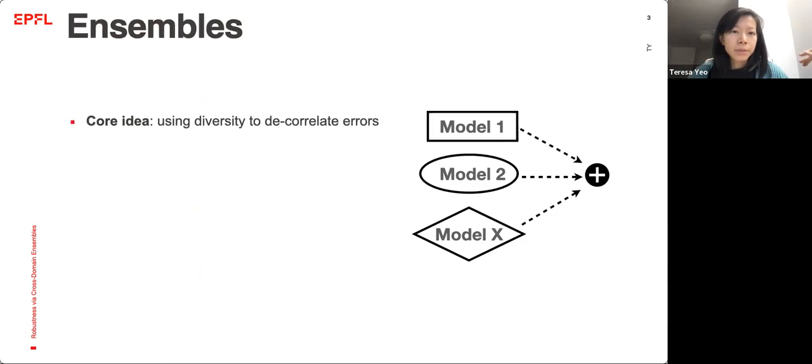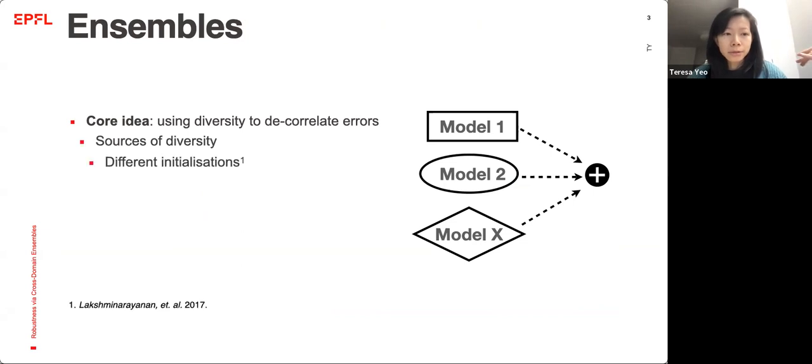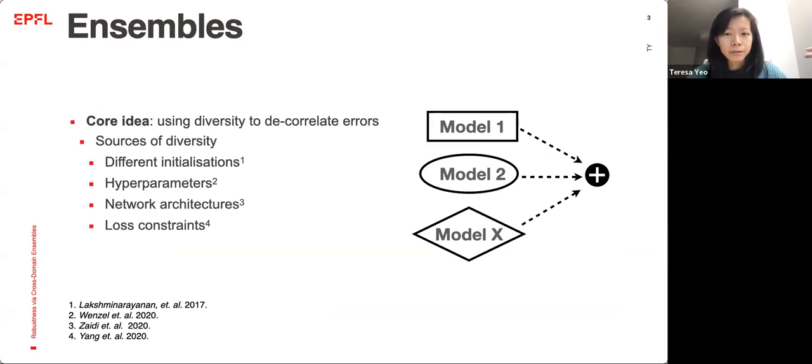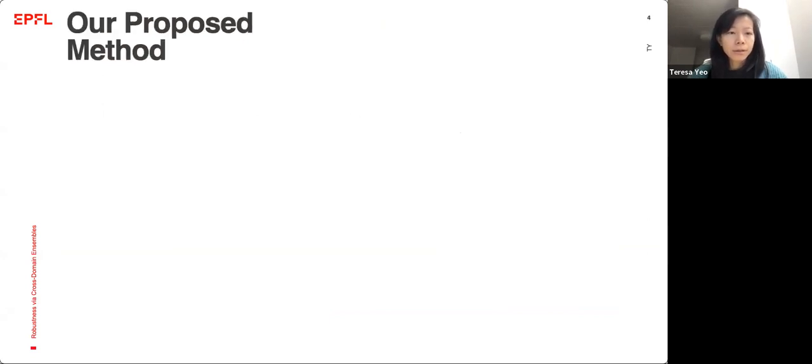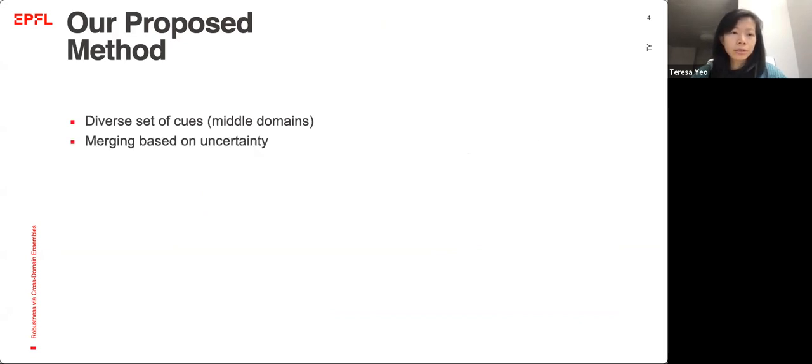Our proposed method is based on ensembles. The core idea behind ensembles is relying on the diversity of individual models to decorrelate errors. Sources of diversity include using different initializations, like deep ensembles, different hyperparameters, network architectures, or modifying the training loss. Instead of using different hyperparameters or architectures, our ensemble makes predictions from a diverse set of cues that we call middle domains. And we merge the predictions from these middle domains based on their uncertainties.